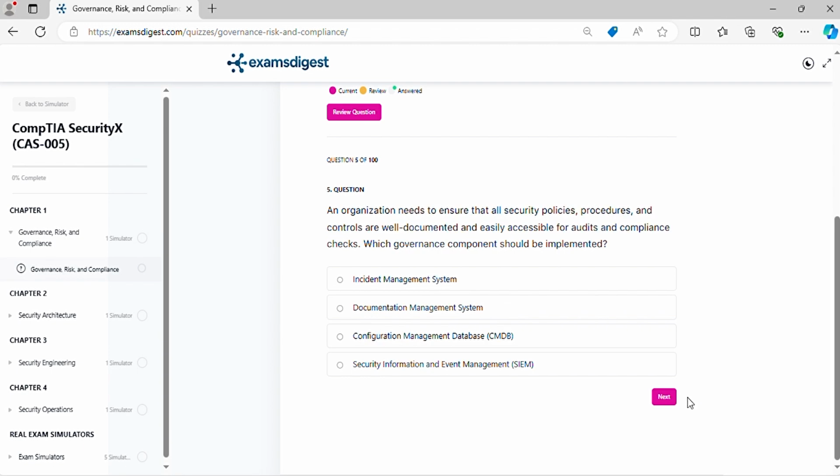Question 5. An organization needs to ensure that all security policies, procedures, and controls are well documented and easily accessible for audits and compliance checks. Which governance component should be implemented?